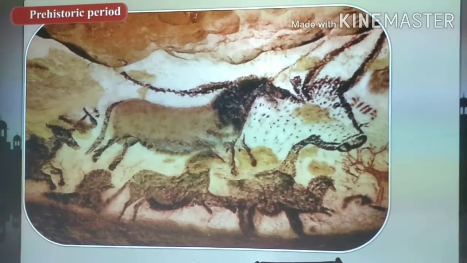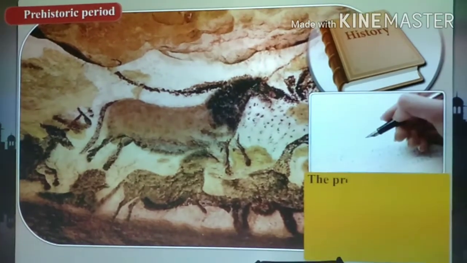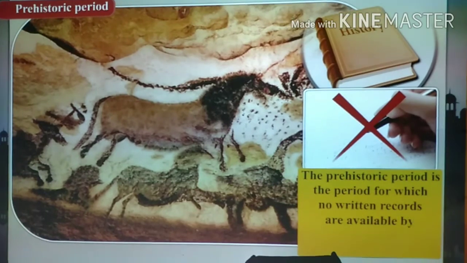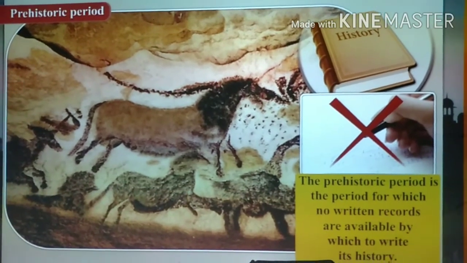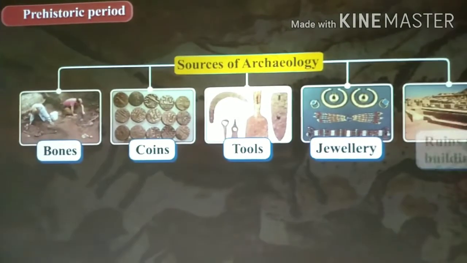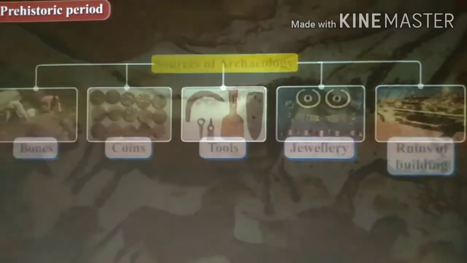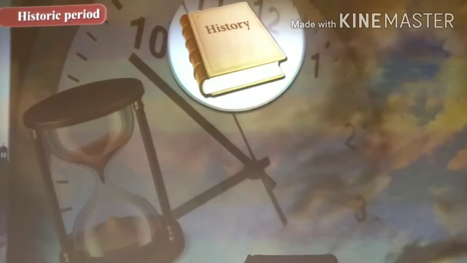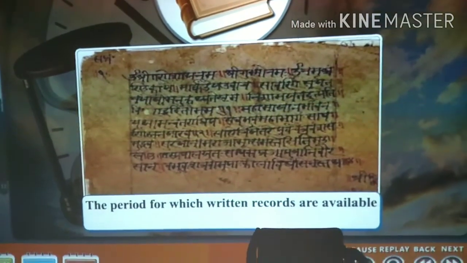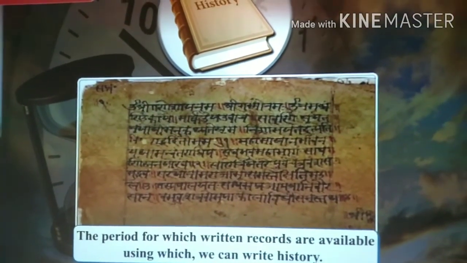Prehistory simply means before history. The prehistoric period is the period for which no written records are available by which to write its history. Our knowledge of the prehistoric period is based on archaeology, facilitated by sources like bones, coins, tools, jewelry, ruins of buildings, etc. Historic period: the historic period is the period for which written records are available using which we can write history.